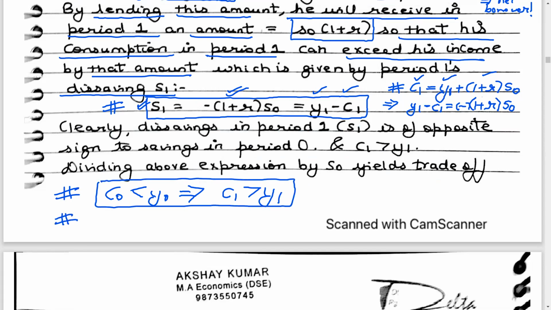That means if savings is positive, if S0 is positive, automatically it implies that S1 is negative. If you are saving in period 0, you are dis-saving in period 1. Okay, so let's move forward.